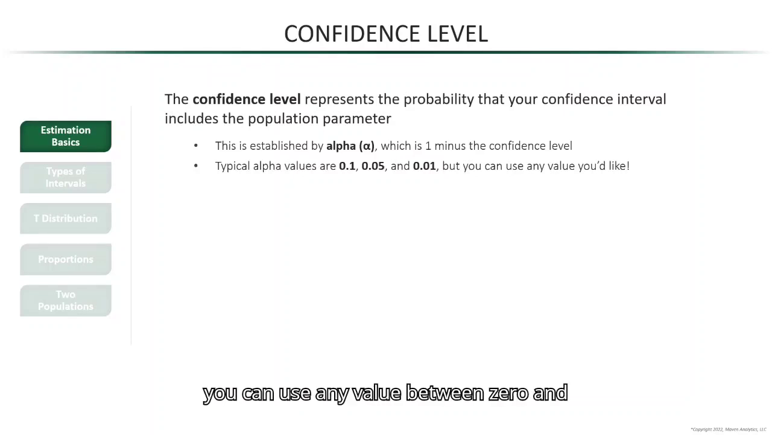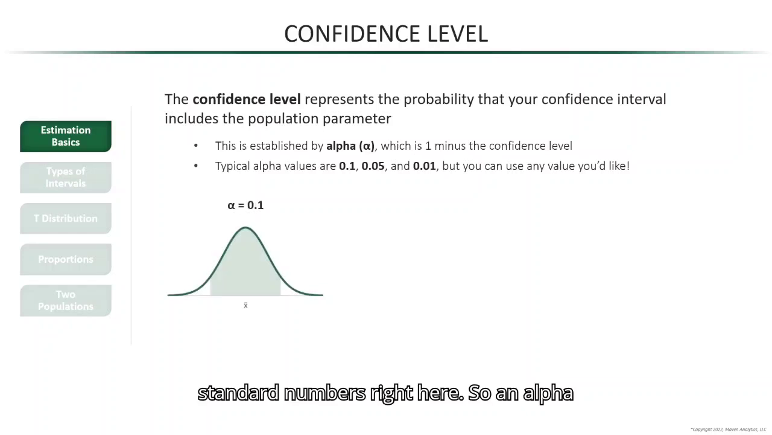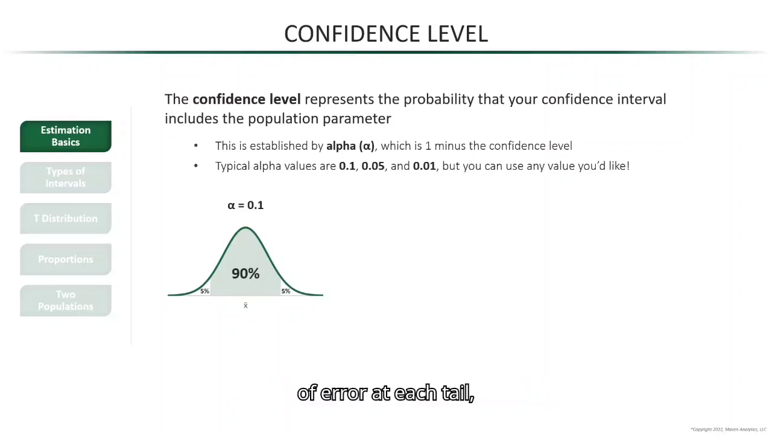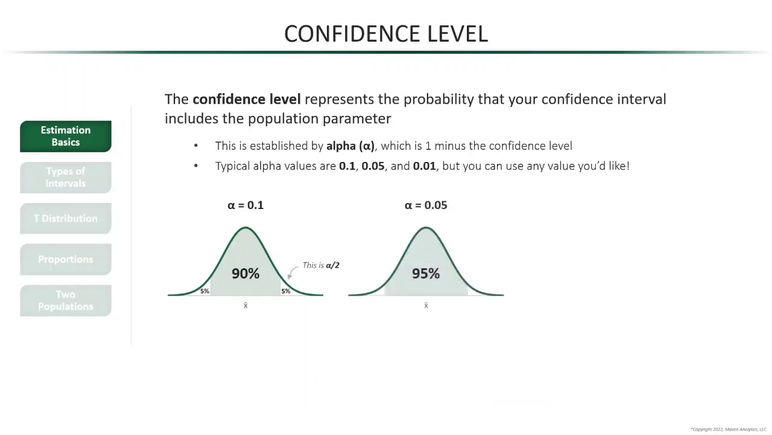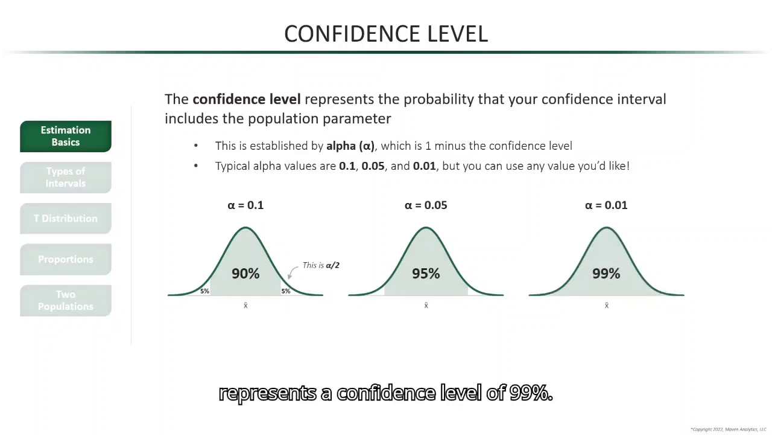But you should know that you can use any value between 0 and 1 that you like, and you actually shouldn't just arbitrarily pick one of the standard numbers. I will, however, if you forgive me, illustrate those three standard numbers right here. So an alpha of 0.1 represents a confidence level of 90%, in which you leave out the 5% of error at each tail, which is really just alpha divided by 2. Now an alpha of 0.05 represents a confidence level of 95%, and an alpha of 0.01 represents a confidence level of 99%.